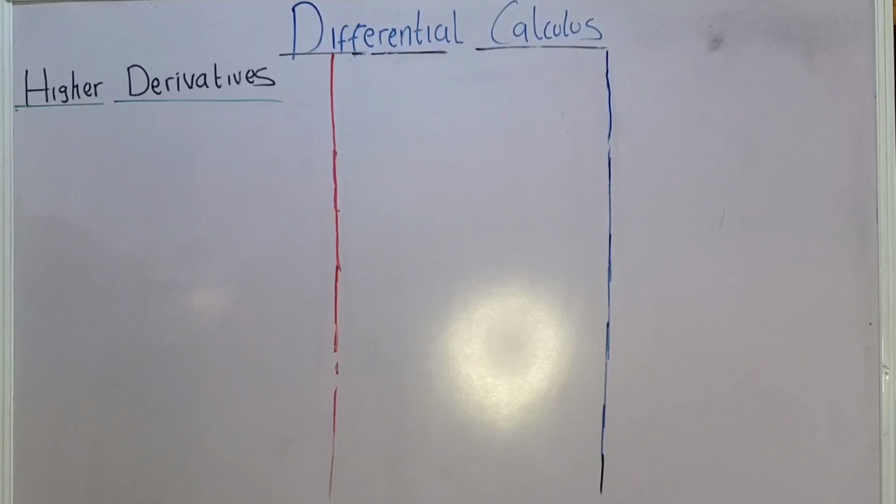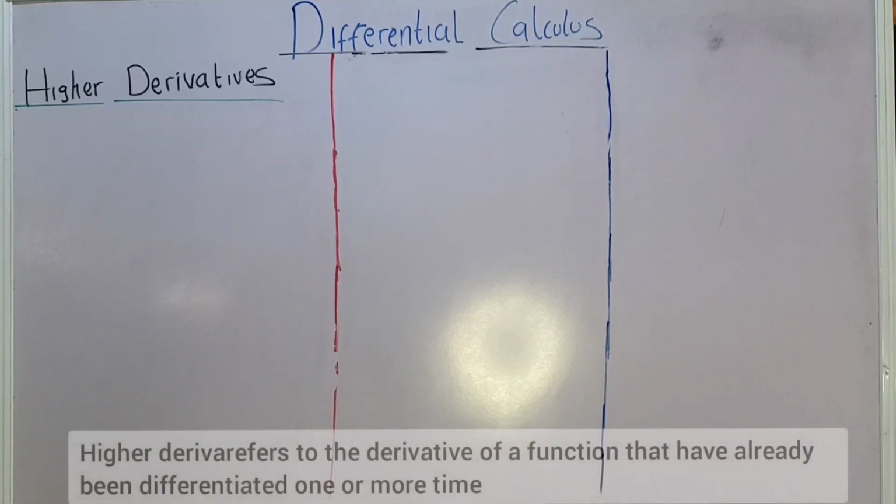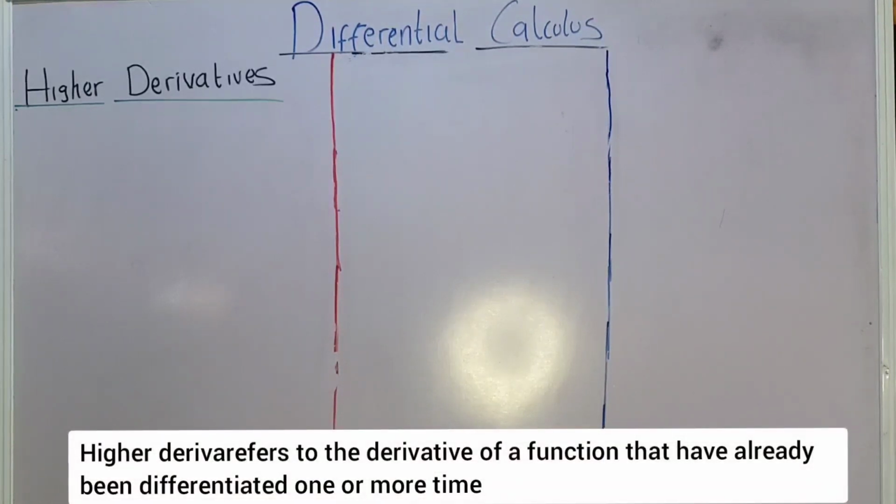In this class, we're going to talk about higher derivatives. Before we delve into the question, what do we mean by higher derivative? Higher derivative refers to the derivative of a function that has already been differentiated one or more times. You understand? That explanation itself tells you something. That means that differentiating a function that has already been differentiated is what we call higher derivative.